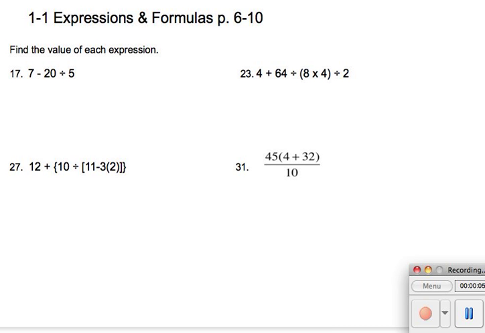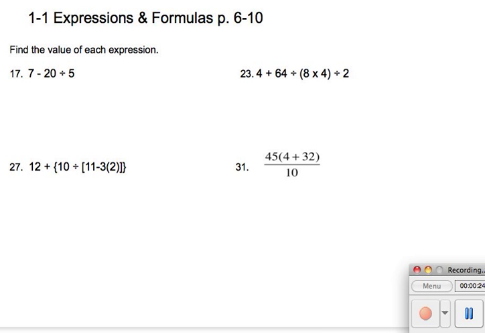Lesson 1-1, Expressions and Formulas. In Lesson 1-1, we're learning about the order of operations. Order of operations is "Please Excuse My Dear Aunt Sally," where it's parentheses, exponents, multiplication and division left to right, and then addition and subtraction left to right.